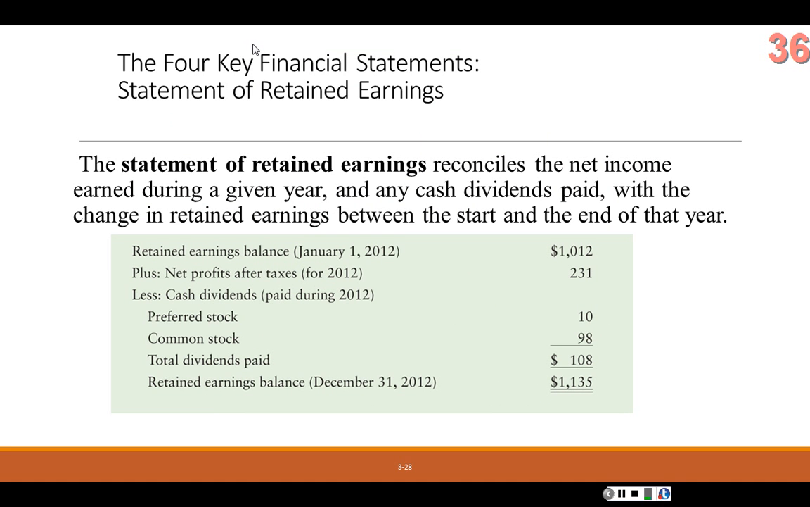So the third statement we're going to look at is the statement of retained earnings. It reconciles net income earned with cash dividends paid with changes in retained earnings. So this company began the year with $1,012 in retained earnings. Profits were $231. Dividends paid were $108. So year-end retained earnings are $1,135. So the net increase for this company is $123. So the net increase in retained earnings is equal to the $1,135 minus the $1,012 to give you $123.